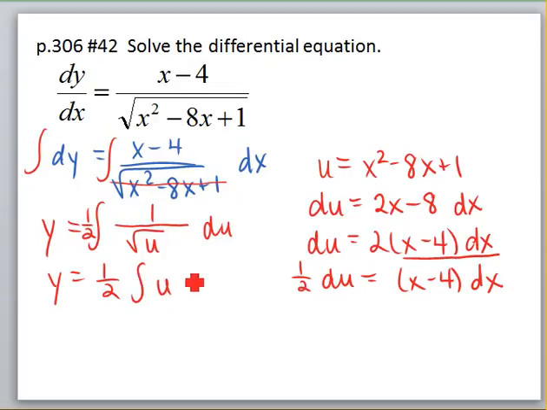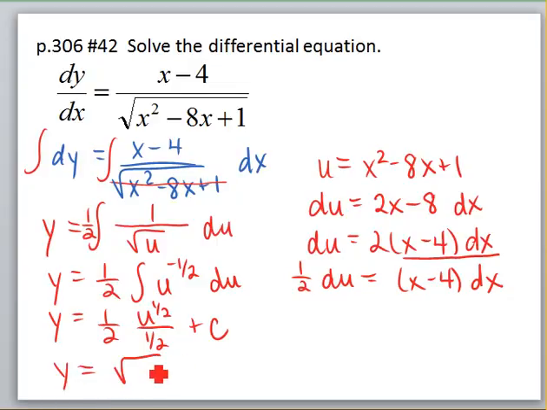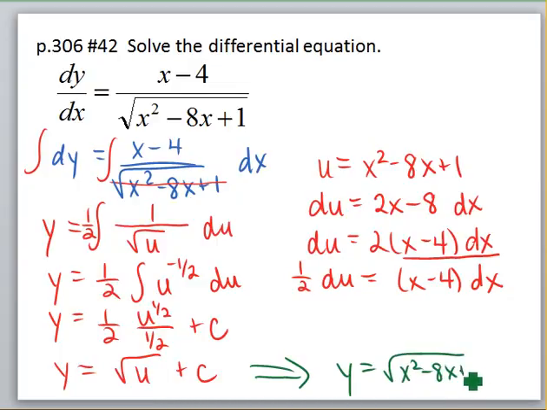So what I really have is the integral of u to the negative 1/2. So I can now take the integral of this, which would be u to the 1/2 over 1/2 plus c. 1/2 times 2 ends up giving me a 1, so really all I have is the square root of u plus c. And then last step, plug your x's back in. So the answer to this differential equation would be the square root of x squared minus 8x plus 1 plus c.